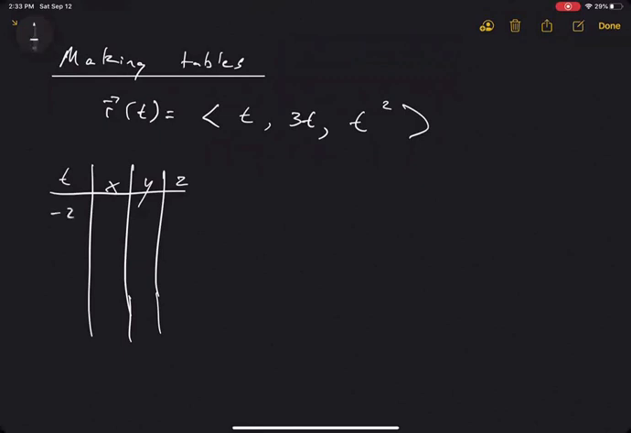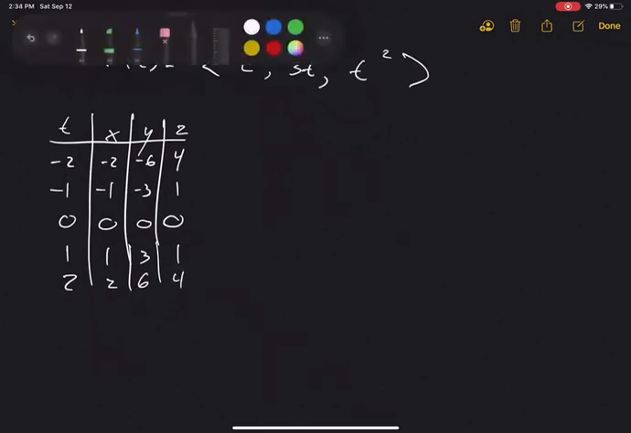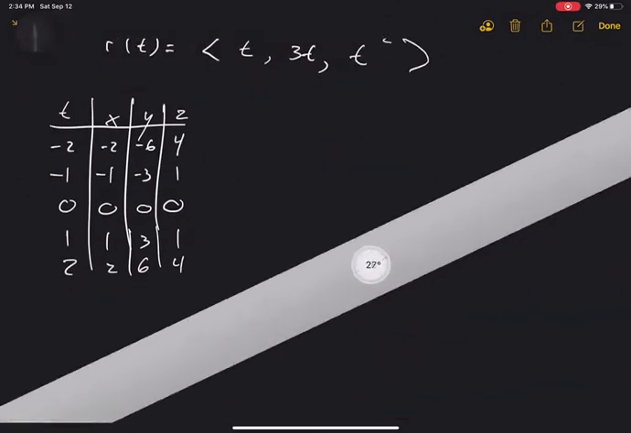So let's pick t equals -2. Okay. Then my x would be -2, my y would be -6, and my z would be 4. Pick -1, 0, 1, 2. So this is going to be similar to what we have already graphed, but that's fine. Okay. So I get this table of some values, and now I just need to plot them.